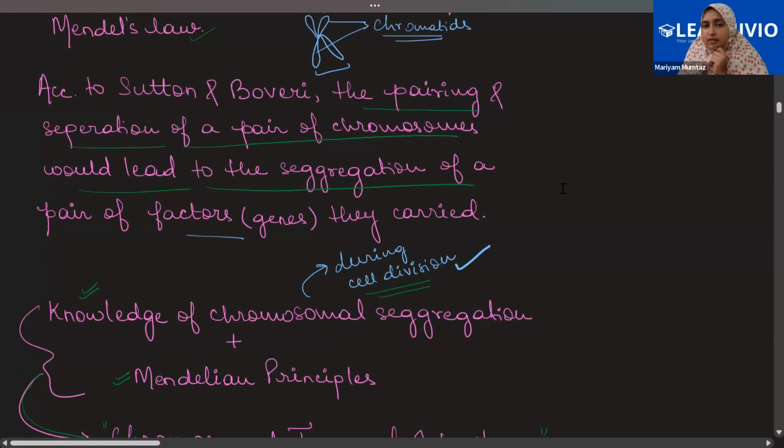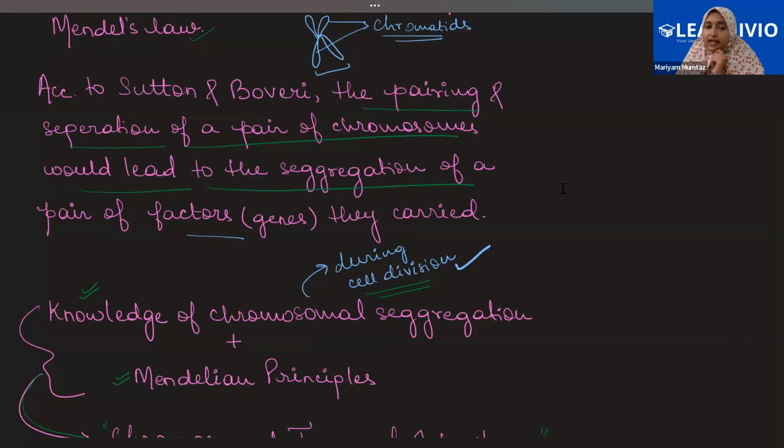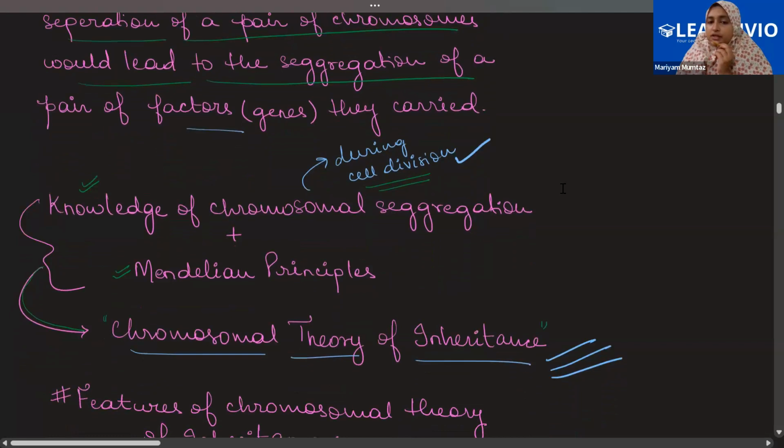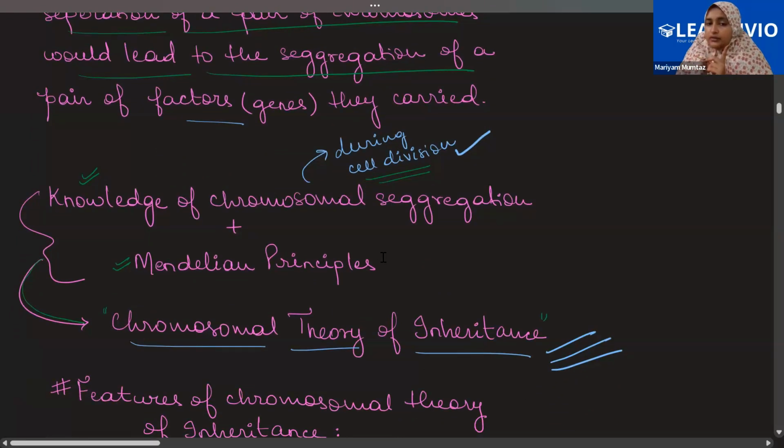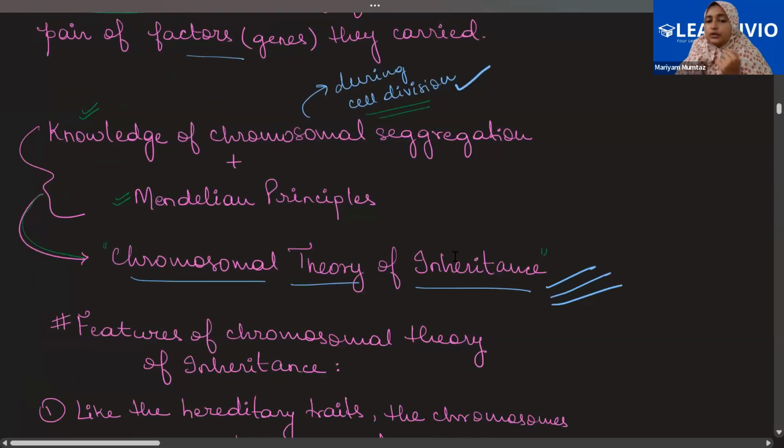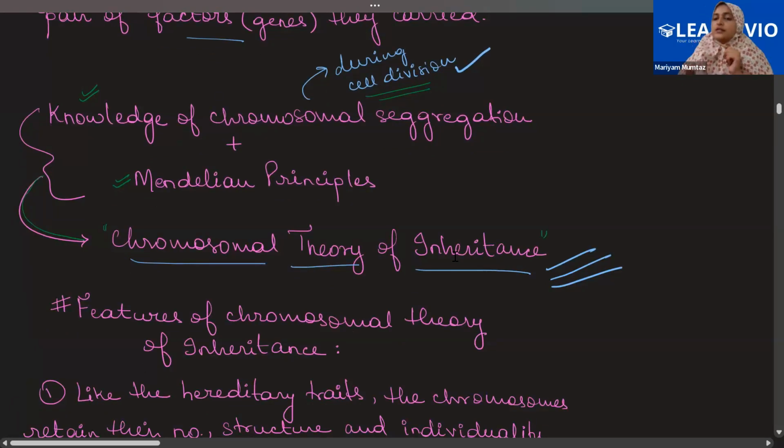And according to Sutton and Boveri, the pairing and separation of a pair of chromosomes would lead to the segregation of a pair of factors or genes. Meaning, if the genes are getting separated, if the genes are getting inherited, then that means the chromosomes had also gotten separated and segregated. Clear? So, knowledge of the chromosomal segregation plus the Mendelian principles. So this is like a collaborative thing. And then that gives us the chromosomal theory of inheritance. This is what we know.